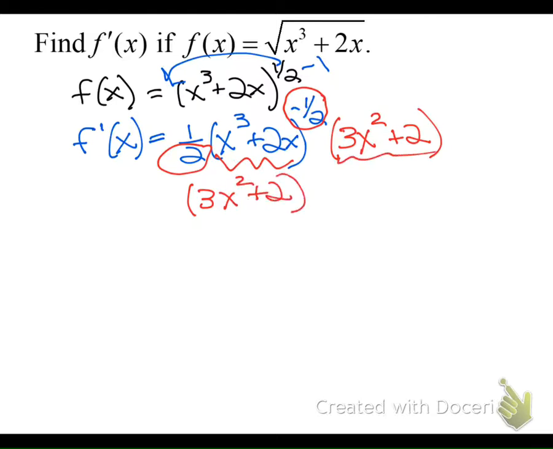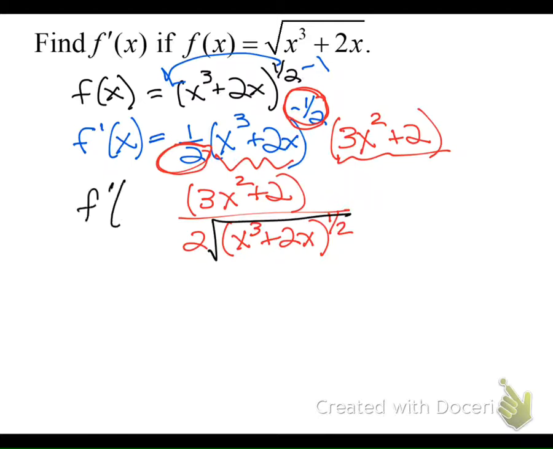So this guy's in the numerator. The 2 here is in the denominator. And this negative 1/2 power is going to move to the bottom and become a positive 1/2 power. But to be honest, they probably wouldn't leave it as a 1/2 power. They'd go back and rewrite it as a square root. There's your derivative. Hopefully you got that on your own.